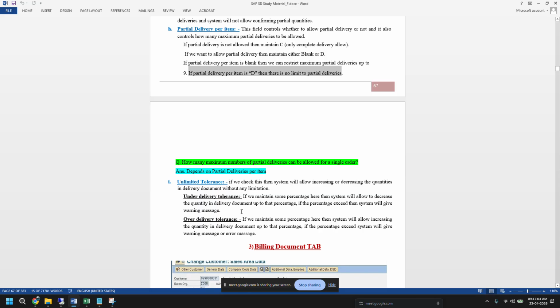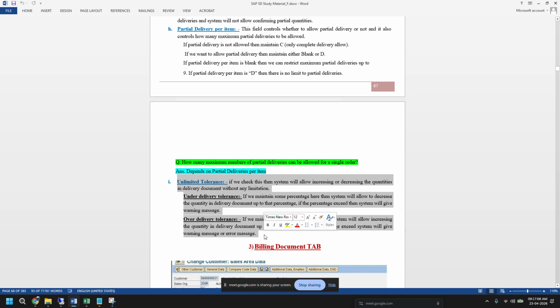And then we have some tolerance stuff, right? How much under delivery, over delivery you can deliver. Because some material you will send in pieces, so there is no ambiguity between the pieces. If you send 10 pieces, that's 10 pieces only, right? But some material, when you send in kg or in ton, some under delivery, over delivery will happen.